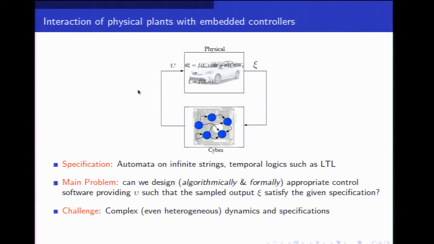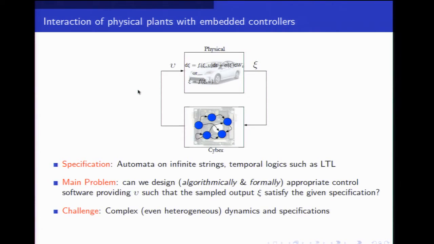What is the main problem? Can we design algorithmically and formally? These two keywords are very important. We're going to design a controller in a push-button approach, completely automatic, but on the other hand, also formal. We don't want to provide something heuristic where you don't have any formal guarantee that the closed loop will satisfy the properties. So these are the two main features of these techniques: algorithmically as well as formally. The appropriate control software will be implemented here, providing this control signal such that the output of the system satisfies this given specification.